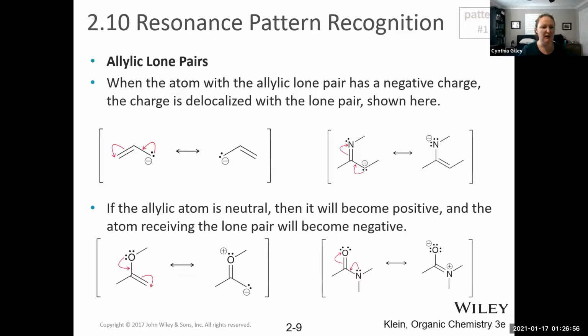So recall that allylic lone pairs are lone pairs of electrons that are on an atom. It doesn't have to be a carbon atom. It could be, for example, a nitrogen atom or other heteroatom. And they are one bond, one sigma bond away from a pi bond. That's how we know that they're an allylic lone pair. And we can move those electrons to every other atom. And it will take two curved arrows to show that electron movement.